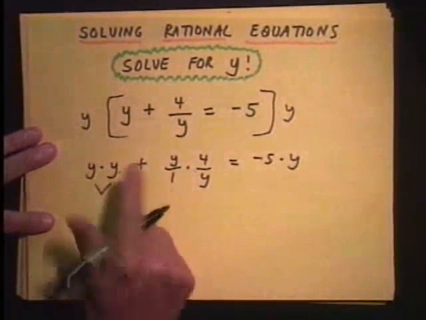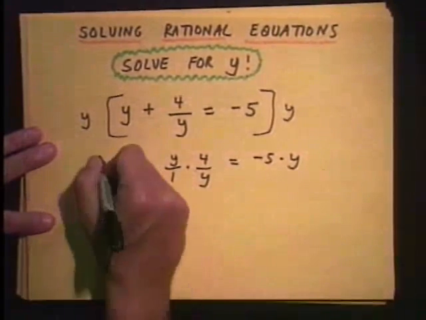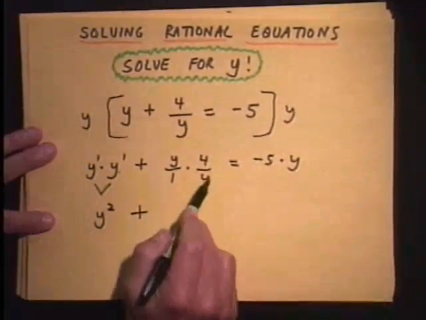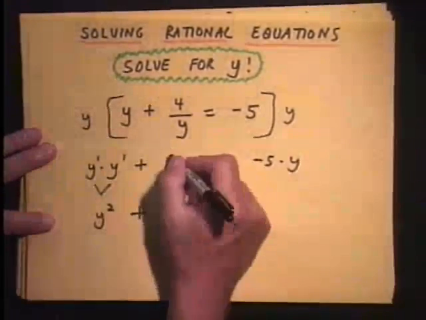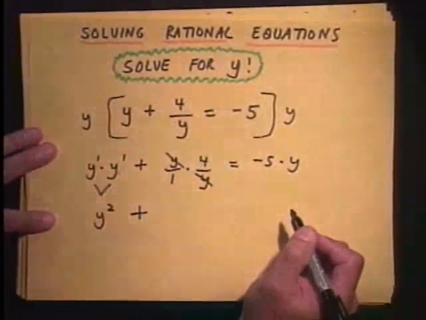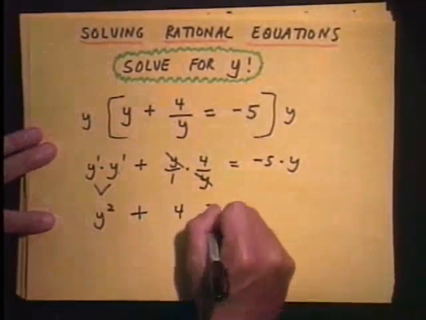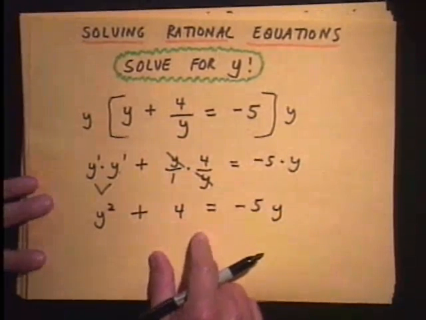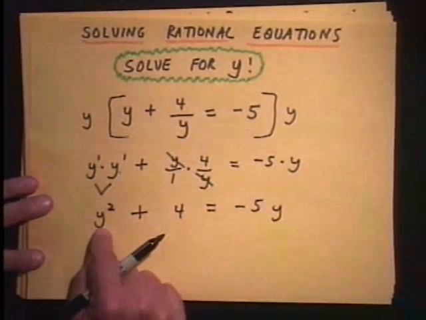All right, so now when we multiply y times y, there's good old power rule number 1. Whenever you multiply same bases, you add the exponents. 1 plus 1, you get y squared. Plus, the y's chop out, and you're left with plus what? 4 equals -5y.